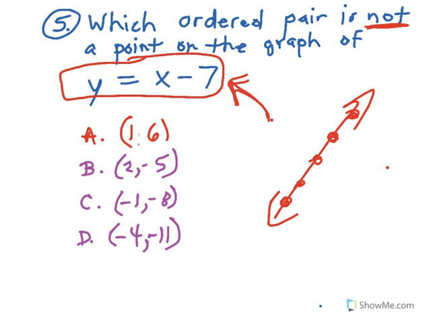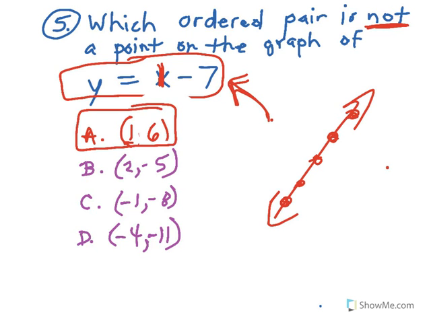What that means is, if I plug in the input, so for example A, where the input is 1, put 1 in here. 1 minus 7, or 1 take away 7, is negative 6. Look at the ordered pair here. Is that negative 6? No. So it should be negative 6, but it's not. Therefore, A is not going to be a point on the line, and that would be your answer here.